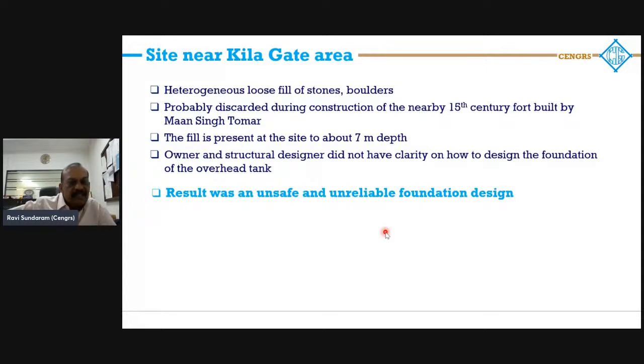Here you got heterogeneous loose fill of stone and boulders, probably discarded during the construction of the fort, built in the 15th century by Man Singh Tomar. The fill is present to about 7 meter depth. The owner and the structural designer did not have any clarity on how to design the foundations of this overhead tank. Result was an unsafe and unreliable foundation design.